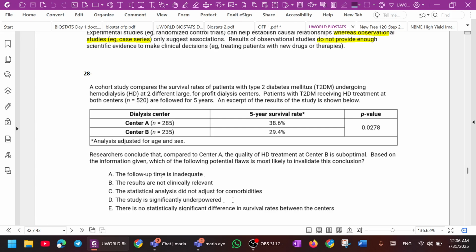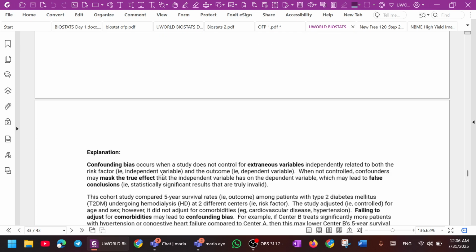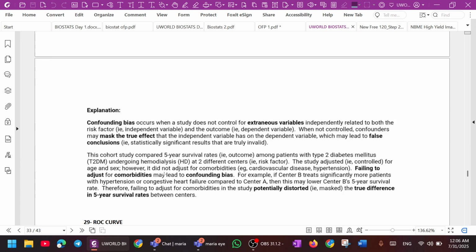So it's C. You were right, the comorbidities. Oh, there is an explanation. Go ahead, read it. Confounding bias occurs when a study does not control for extraneous variables independently related to both the risk factor (independent variable) and the outcome (dependent variable). When not controlled, confounders may mask the true effect that the independent variable has on the dependent variable, which may lead to a false conclusion: statistically significant results that are truly invalid.